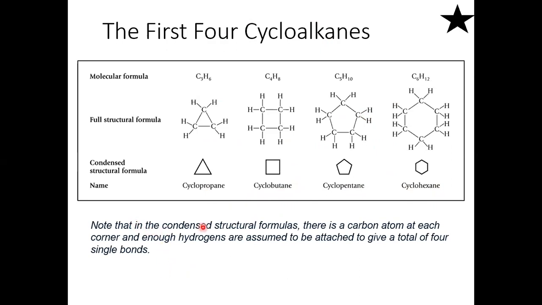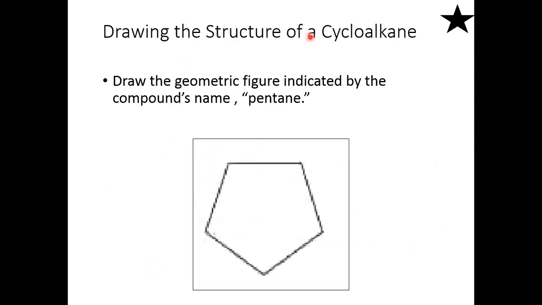Note that in the condensed structural formula, there is a carbon atom at each corner and enough hydrogens are assumed to be attached to give a total of 4 single bonds. So in a condensed formula, you have to draw the picture. It's not written as CH. So you have to draw it in a condensed structural formula. Okay. Drawing the structure of a cycloalkane. Draw the geometric figure indicated by the compound's name, pentane. So you know pentane has 5 carbons. So draw 5, like a star.